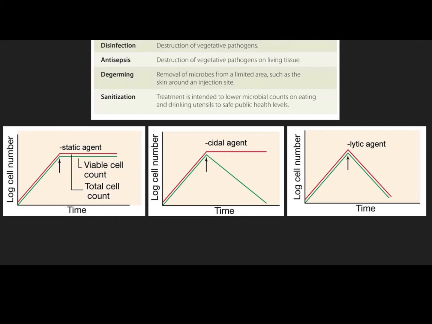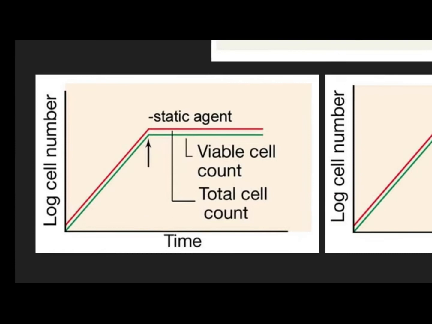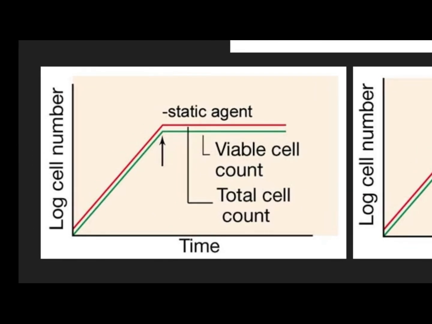So all static agents, if you think about the word static, stasis, staying the same, all static agents control microbial growth by inhibiting binary fission, and we can see what happens when a static agent is added to a growing culture by looking at this graph on the left-hand side of the slide. Notice we have two measures of growth. One is a measure of the viable cell count. The other is a measure of the total cell count. Remember, we talked about those in the previous unit.